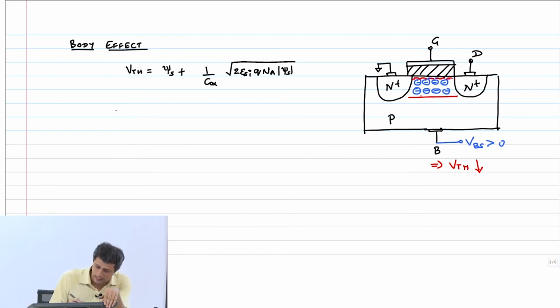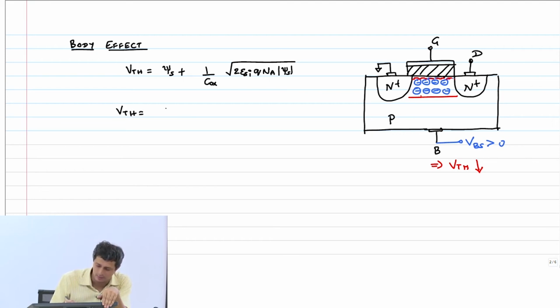So therefore I will now modify this threshold voltage term to include this body effect as well. And it's not possible, by the way, to derive this from scratch or first principles. I'm just going to write an empirical equation. I'll tell you what the empirical equation means.